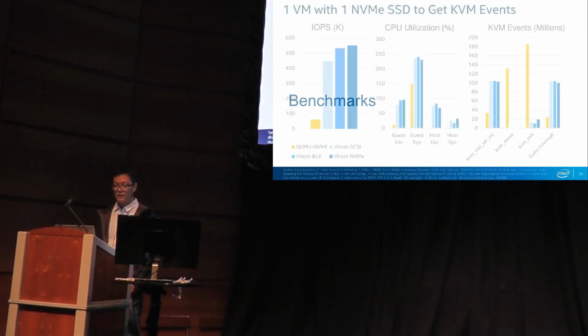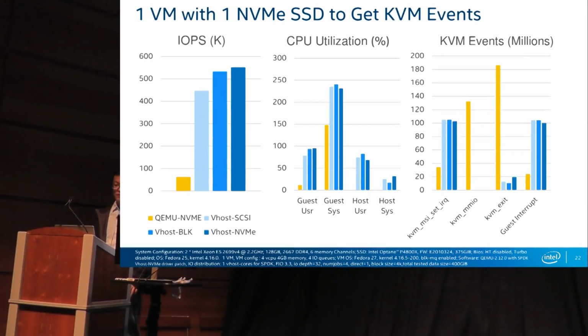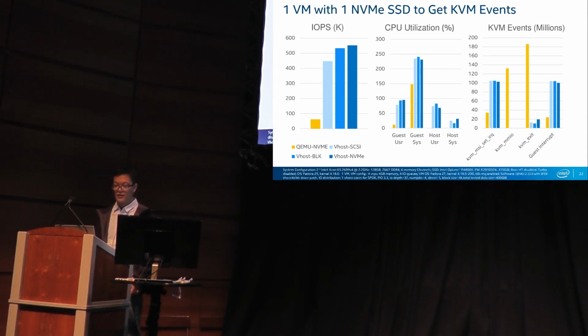This is one example. We just start one VM with one NVMe SSD. The purpose is to get the KVM events to evaluate the efficiency of this new solution. The yellow one is the QEMU NVMe solution. It's the in-box QEMU solution. And the other three are vhost-user solutions.